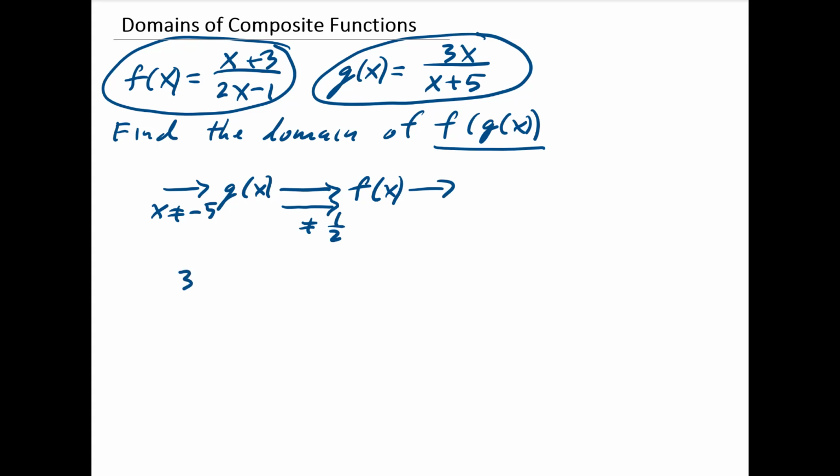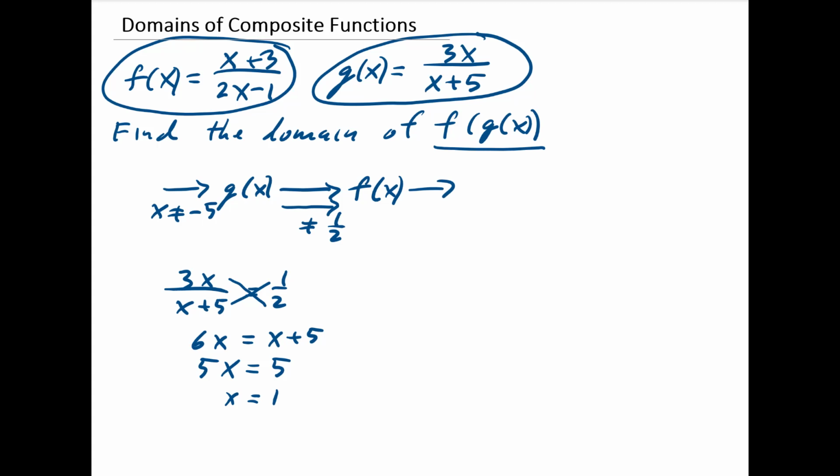So I'm going to set the function g equal to 1/2. And we're going to figure out what number can I plug into the function g that's going to cause an output of 1/2. Well, we can cross multiply because this is a proportion. So 3x times 2 is 6x, and 1 times x plus 5 is x plus 5. You subtract x from both sides and you get 5x equals 5. And so x equals 1.